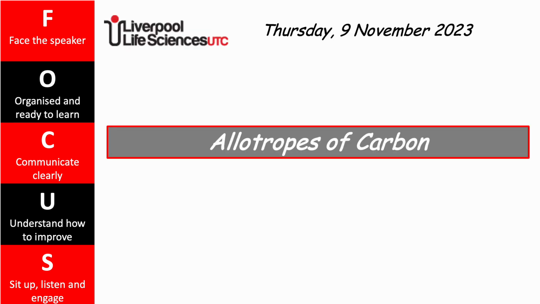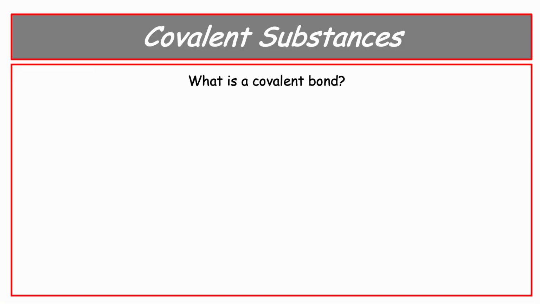So this lesson, we're going to move on towards looking at our giant covalent structures, and in particular, we're going to look at 3 specific examples, which are our allotropes of carbon. So if we just do a quick recap in terms of understanding the basics to make sure we can access this lesson. A covalent bond is our shared pair of electrons.